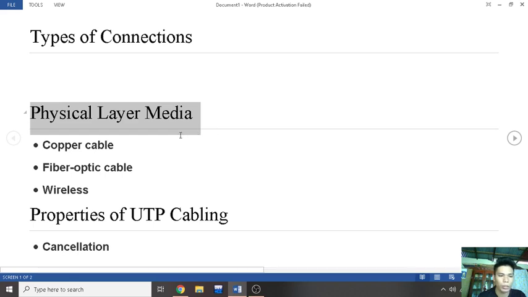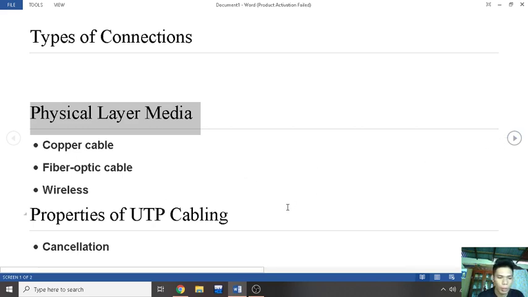So we have types of physical layer media. First are copper cables, then we have fiber optic cables and wireless. We have a source and destination node. We'll discuss copper first. For copper cables, the signals are patterns of electrical pulses. For fiber optic cables, the signals are patterns of light, and for wireless, the signals are patterns of microwave transmissions.